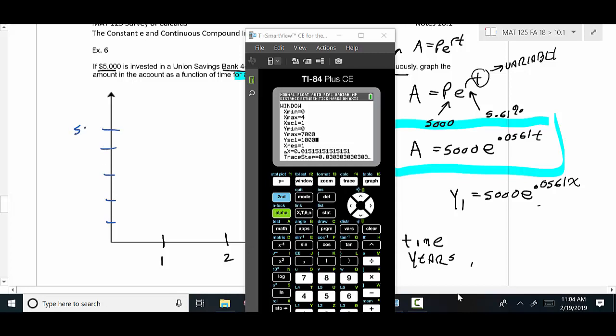Okay, so there's the 5,000. You can put K, that stands for 5,000. And then we're going to go all the way up to 7K like that. So this would just be dollars is what you would have there. Okay, all right, so I'm going to graph that now.